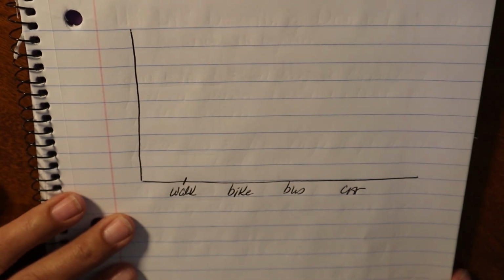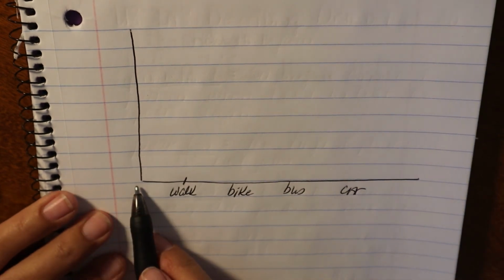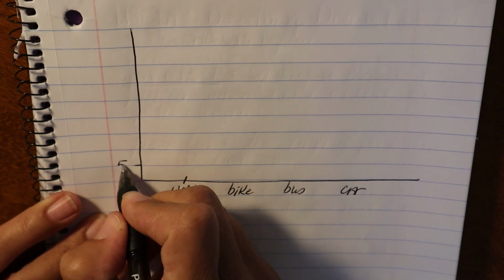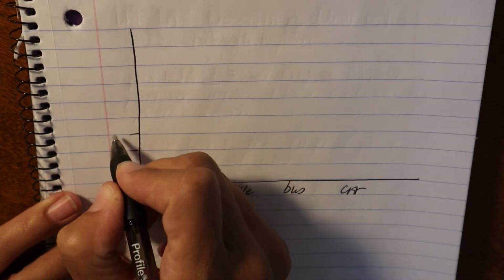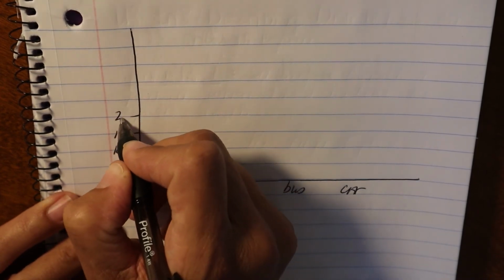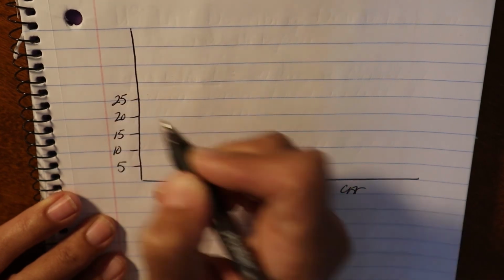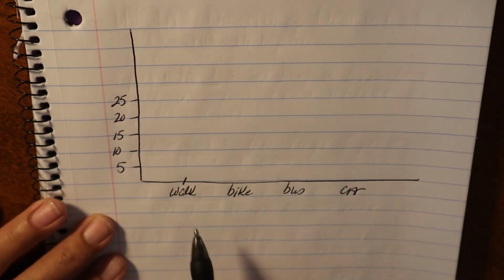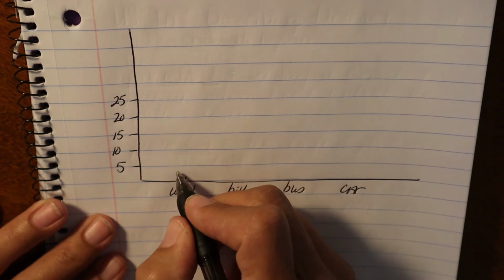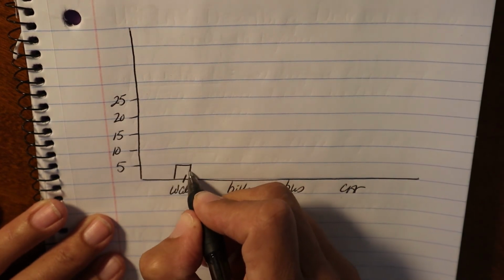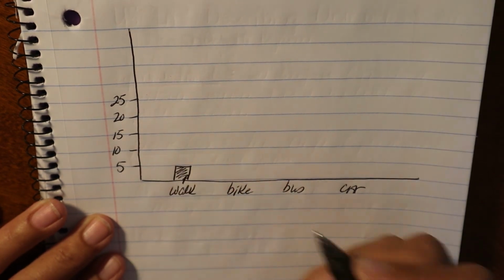So hopefully you wrote that down. And then over here, I'm going to skip count by 5. So 5, 10, 15, 20, 25. And I'm just going to make bar diagrams. So the number of students that walked to school were 4. So I'm going to go almost up there, and I'm going to make a bar.